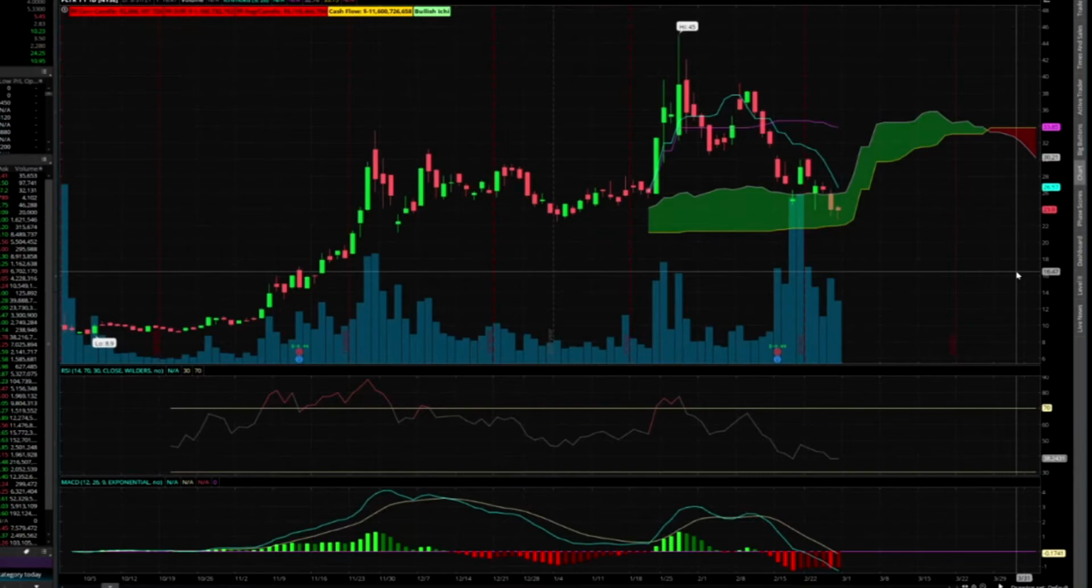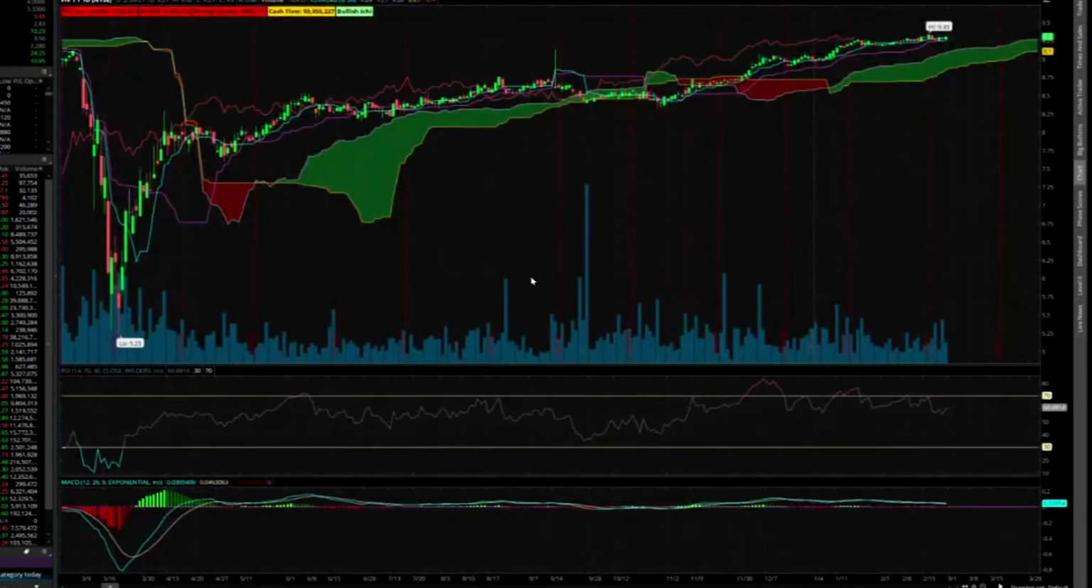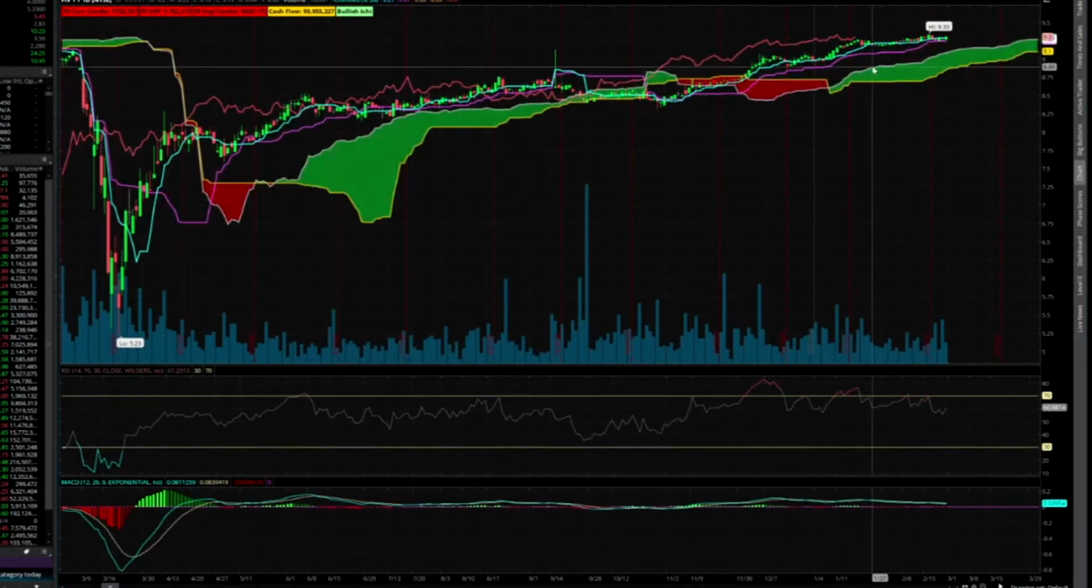Check out FIV. What about this one? It's a trending stock. It's got data points.